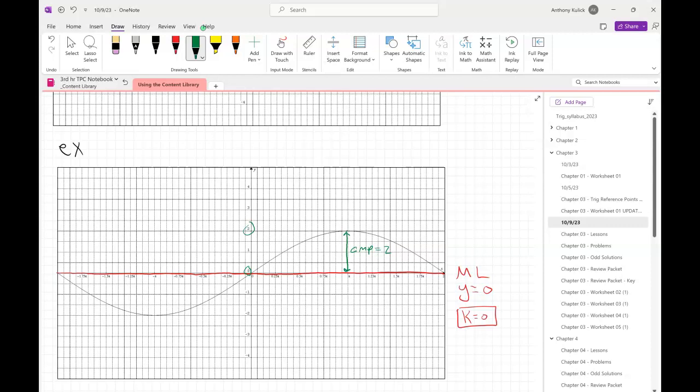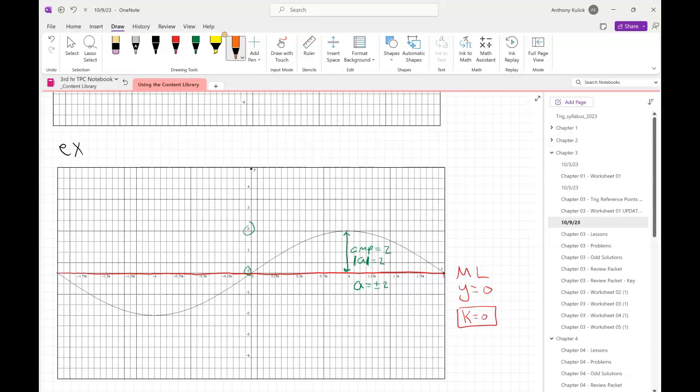And what does that tell me then? The amplitude, I remember, is the absolute value of A. So I know the absolute value of A is 2, or rather that A is plus or minus 2. Not sure which one yet. So far, so good.